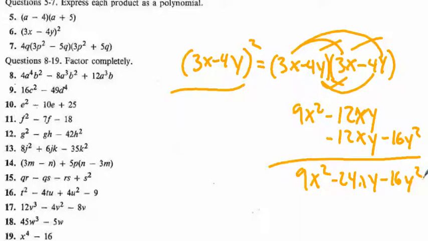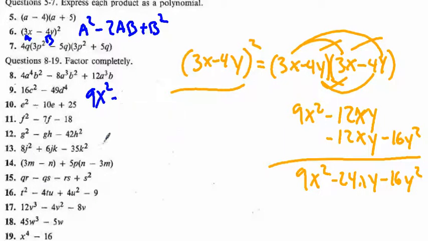Now, the other way you could have done it is you could have recognized that this is a square binomial. And you know the square binomial is going to end up being a squared minus 2 times your a value times your b value plus your b squared. So here's my a, here's my b. A squared is 3x squared, which would be 9x squared. Negative 2 times a times b.